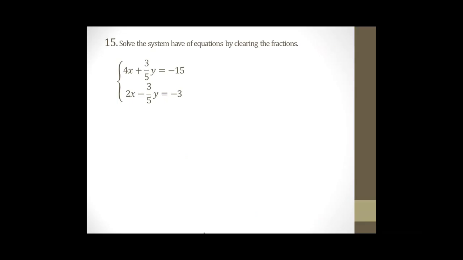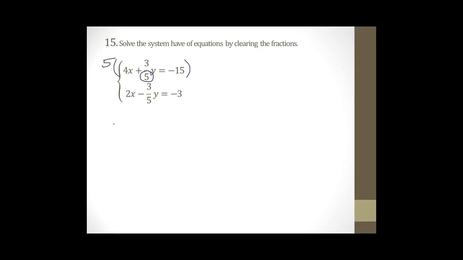Okay, clearing the fractions. So for us to be able to clear the fractions, if you have one fraction in it, that's easy. We're basically just multiplying by the denominator. If you have more than one fraction in one equation, that's a little bit harder because you would have to find the least common denominator and then multiply by that number. But in this case, one fraction, so easy. Least common denominator is 5 for this first equation, so we multiply through by 5.